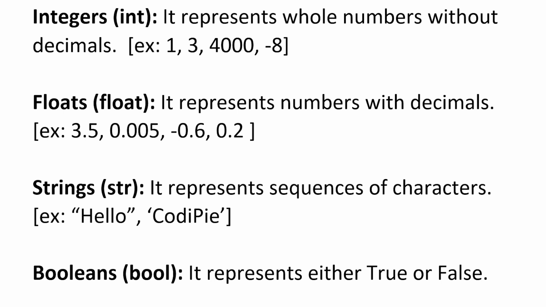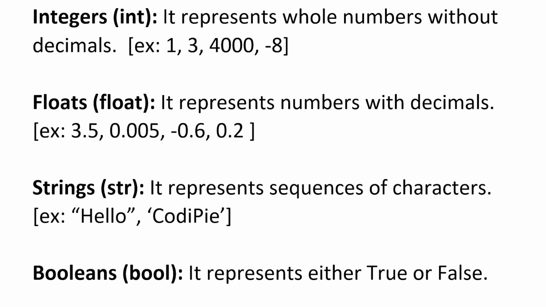First one is integers. It represents whole numbers without decimals. Examples: 1, 3, 4000, -8. The second one is floats. It represents numbers with decimals. Examples are 3.5, 0.005, -0.6, 0.2.